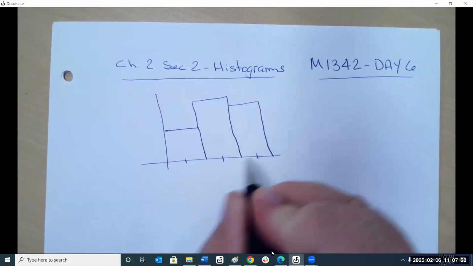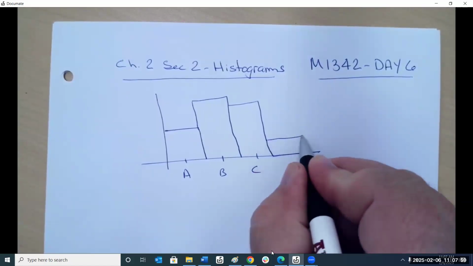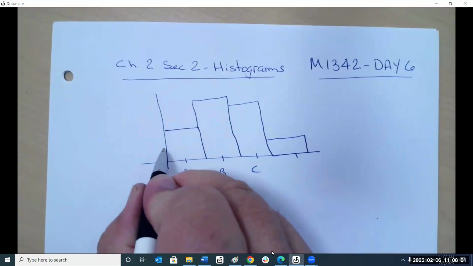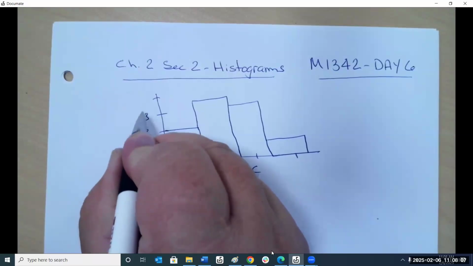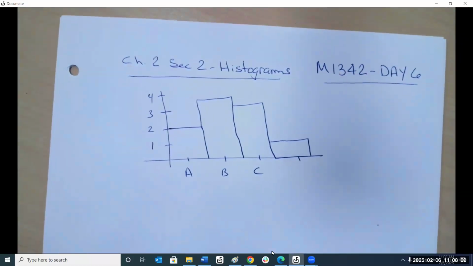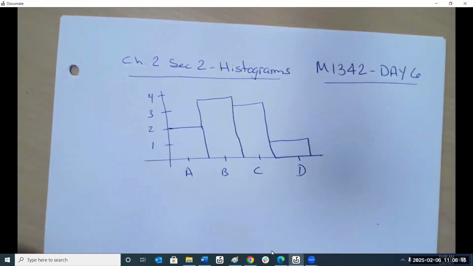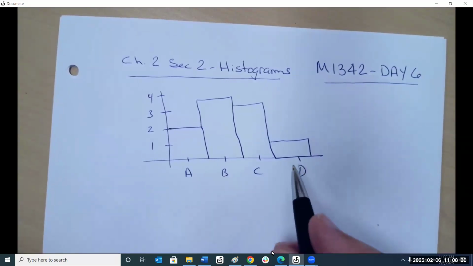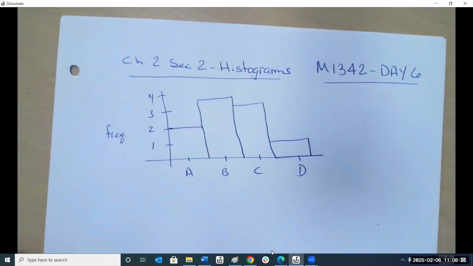Where traditionally the bars are connected, they share a side. So here are your categories, whatever you're looking at, whether it's male, female, whether it's a red car, white car, blue car, whatever. And these are the frequencies. Another way you can look at histograms is as a frequency distribution.